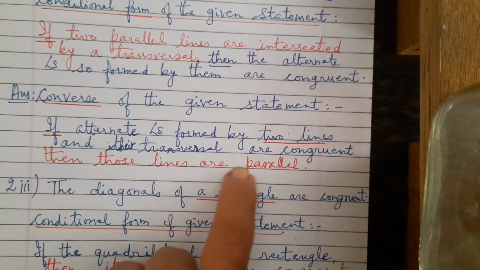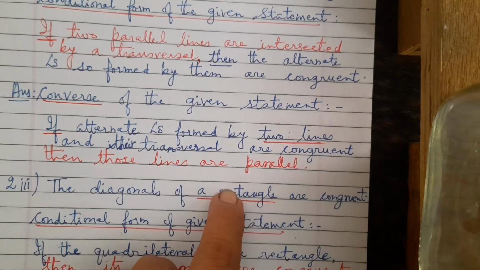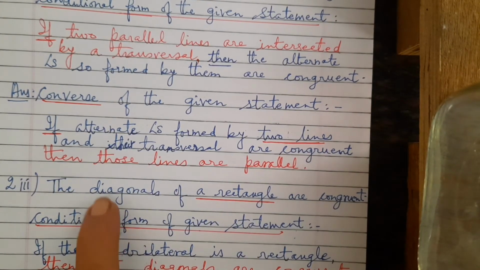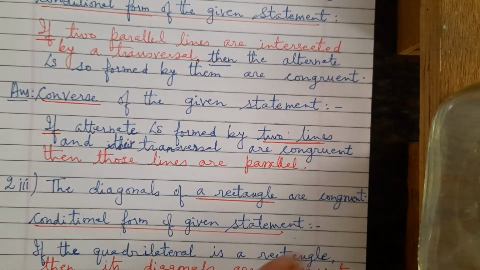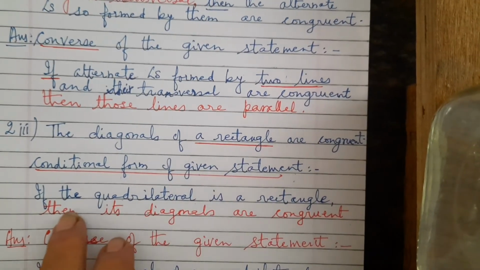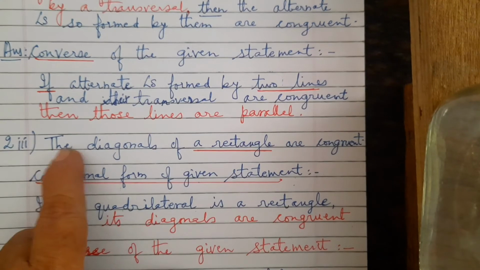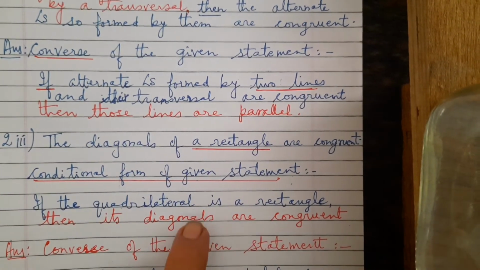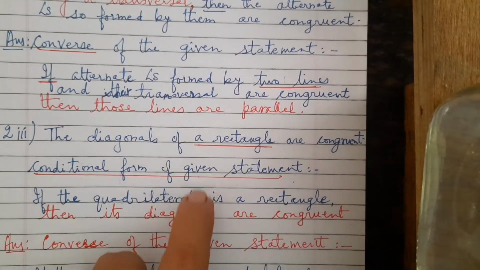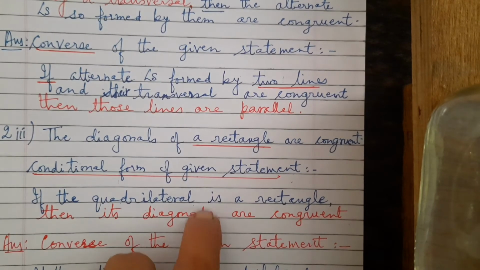Now in the statement you are talking about a rectangle. So the if part will say, if the given quadrilateral is a rectangle, then the diagonals are congruent. So the conditional form will be written as follows: if a quadrilateral is a rectangle, then its diagonals are congruent. Now to write the converse, this is the conditional form of the given statement, so this statement is the same as the given statement.